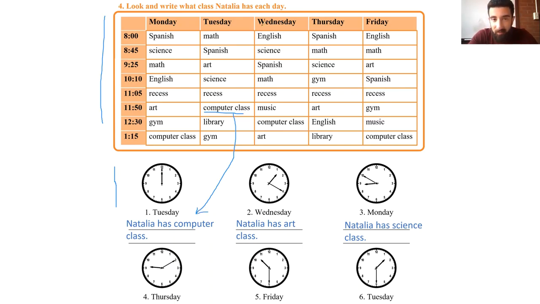Number two, Wednesday at 1:20, Natalia has art class. Number three, Monday at 8:50, Natalia has science class. And then number four, Thursday at 9:10, Natalia has math class.